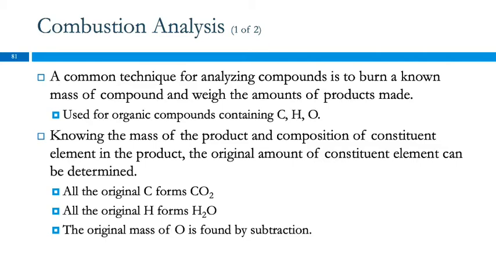So if it contains carbon, hydrogen, and oxygen, and we can figure out how much carbon and hydrogen are there, and we know the original mass of the sample, we take the original mass minus carbon and hydrogen, and that gives us the mass of the oxygen.